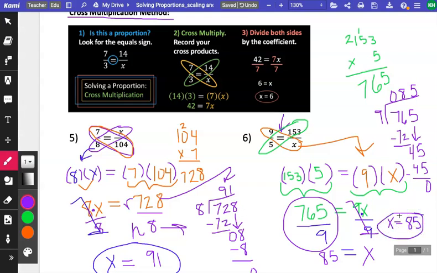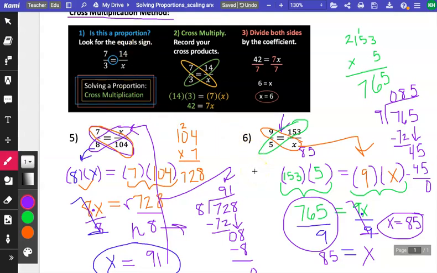So let's make sense of this. If I were to plug in 85 for x, that would mean that 153 over 85 is equivalent to 9/5. So we solved this proportion using cross multiplication. We found what x was equal to. Over here, if you plug in 91 for x, we know that 91 over 104 is equal to 7/8. We were able to solve for x using cross multiplication.